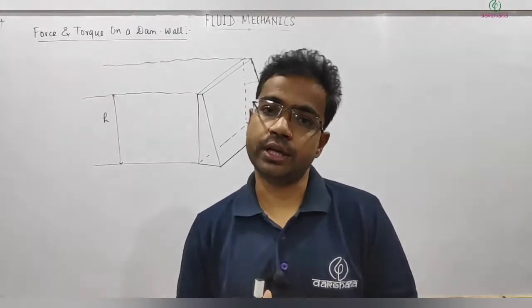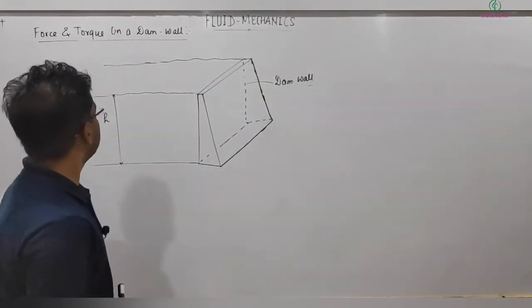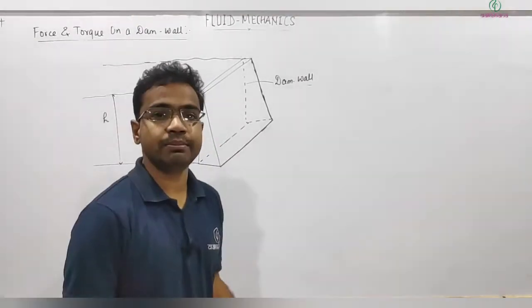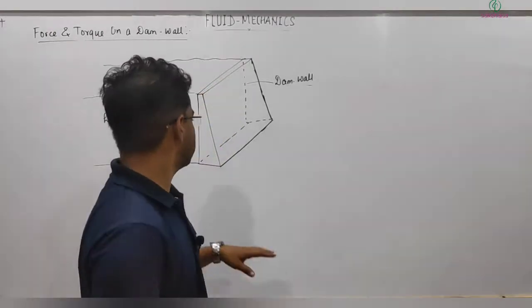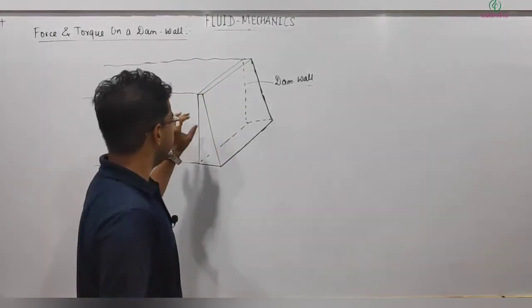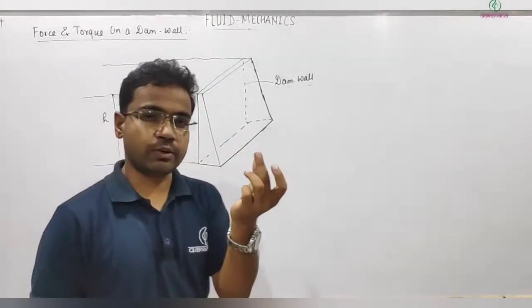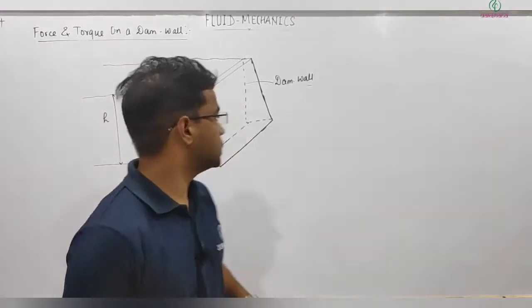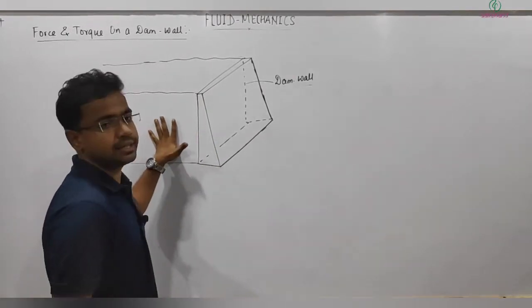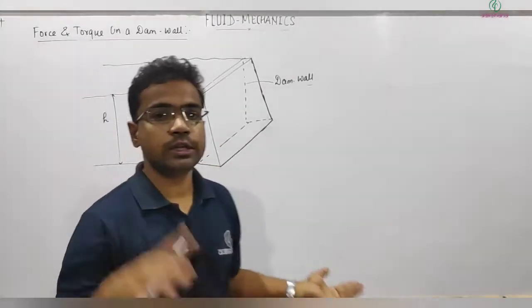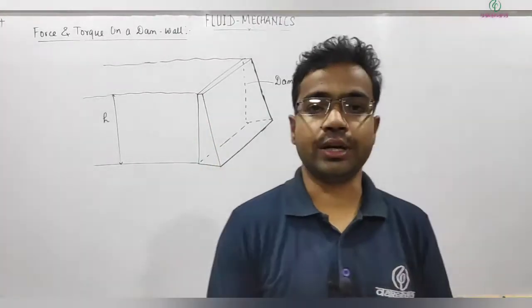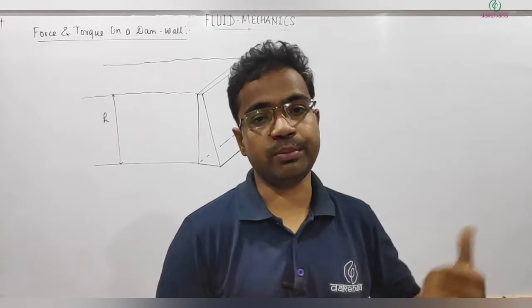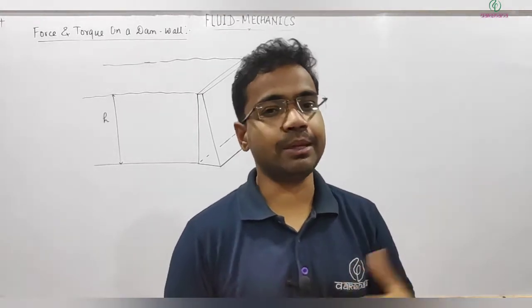Let's continue here with the new topic, that is force and torque on a dam wall. Many of you might have visited dams, and you must have observed that the dam wall at the top has quite low thickness, but at the bottom its thickness is generally high. We can understand why that is. And if in some problem you are asked to find the force and torque about any point on a dam wall, then how can you calculate it? Let me explain that.